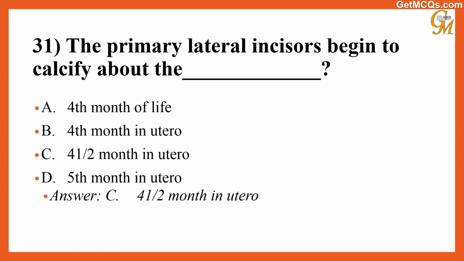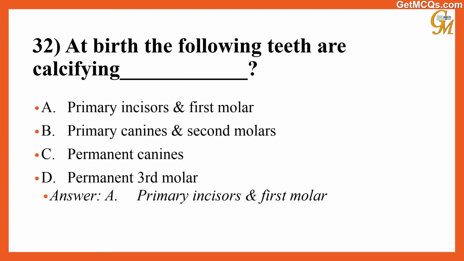31. The primary lateral incisors begin to calcify about the? Answer: C. 4 1/2 month in utero. 32. At birth the following teeth are calcifying? Answer: A. Primary incisors and first molar.